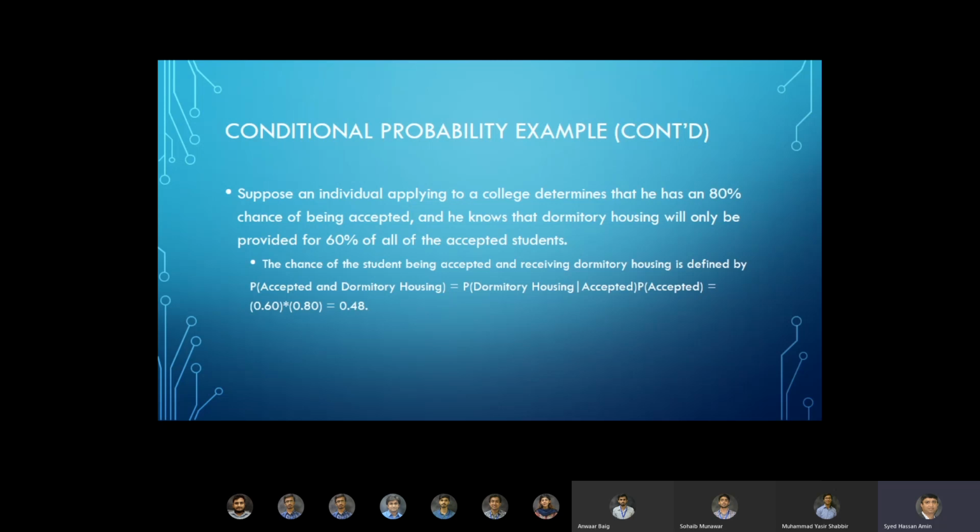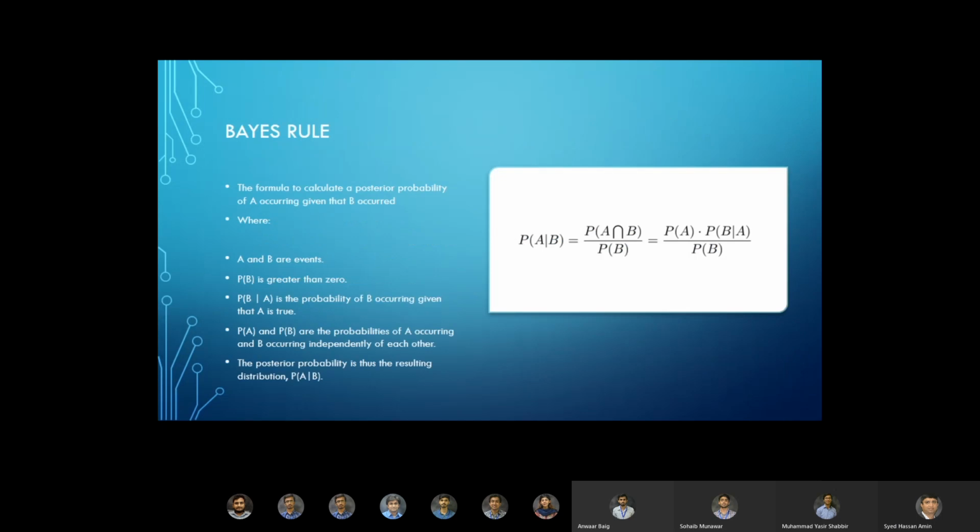So the chance of the student being accepted and receiving dormitory housing is defined by probability of accepted and dormitory housing. So this is the joint probability that he is interested in. What he is interested in is his chances of getting accepted as well as getting the hostel facility. So that will be equal to, according to the rules of conditional probability, probability of dormitory housing given accepted into probability of accepted. And you can multiply the conditional probability to get the final answer, which is 0.48. Okay.